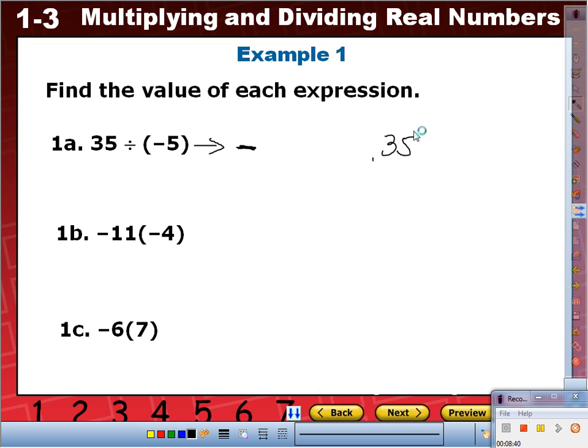Next, let's compute this. 35 divided by 5. How many times does 5 fit into 35? 7, so that's 35. Subtract, that's 0, so the answer is -7. See how simple that was?